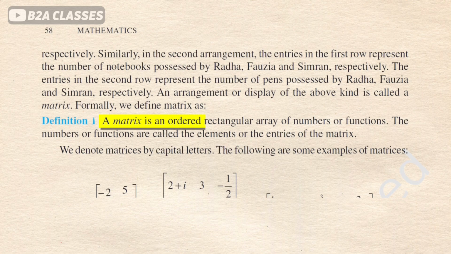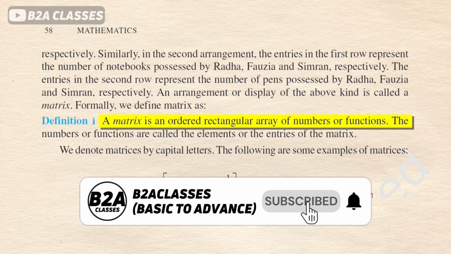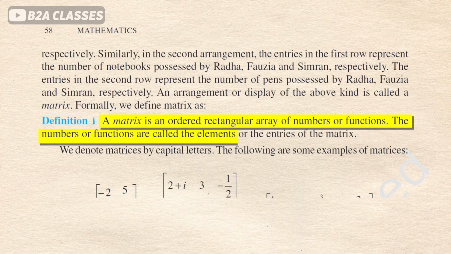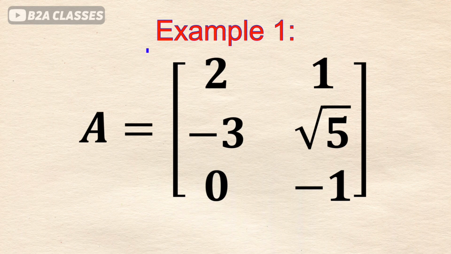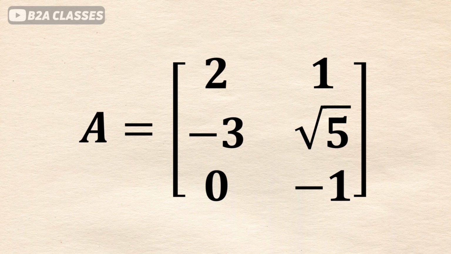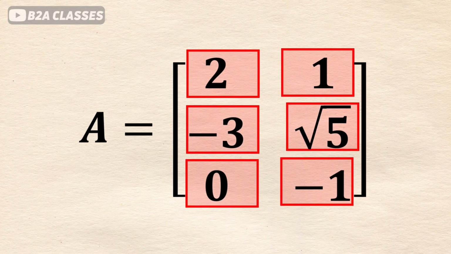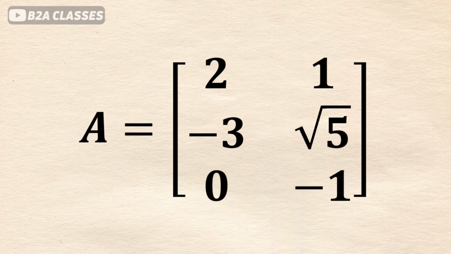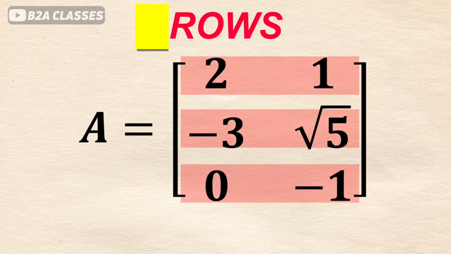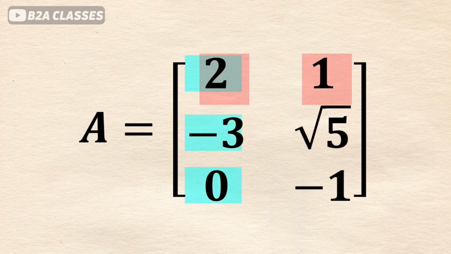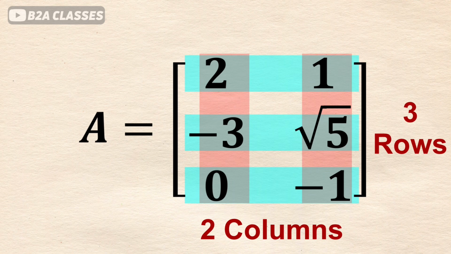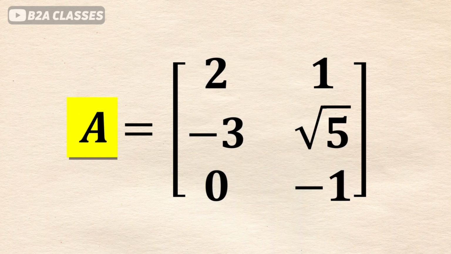A matrix is an ordered rectangular array of numbers or functions. These numbers or functions are the elements or entries of the matrix. Let's take an example to understand what is matrix. So this is the first example of the matrix which has numbers in a rectangular arrangement. These numbers are called elements or entries of the matrix. The elements are arranged in horizontal lines and vertical lines. The horizontal lines of elements are called rows and the vertical lines of elements are called columns. Therefore, this matrix has 3 rows and 2 columns, and we denote the matrix using capital alphabetical letters.